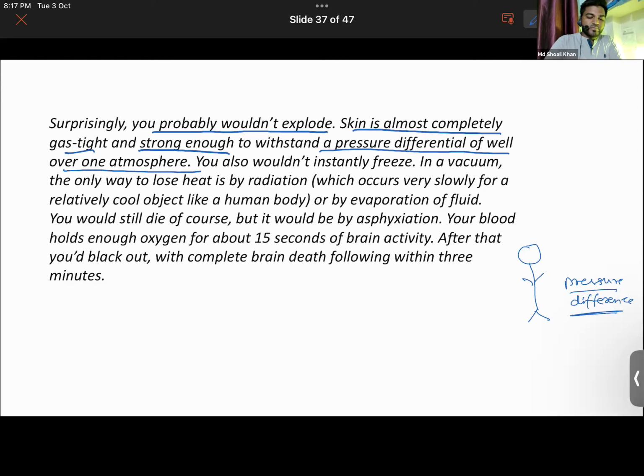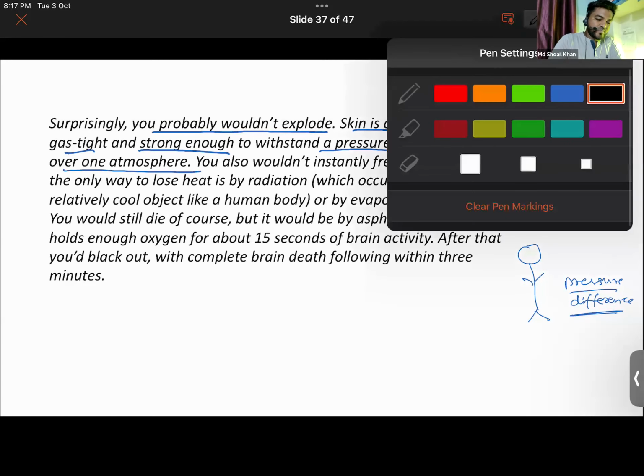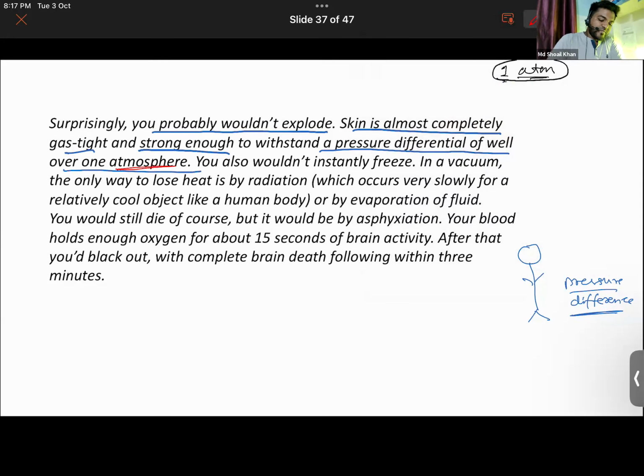Okay. So there will be a pressure difference. Pressure is calculated in terms of atmosphere. 1 atmosphere, the unit to measure atmospheric pressure, is simply atmosphere. So even if there is a difference of 1 atm pressure, the body is able to withstand that pressure. Our body is strong enough to withstand that much pressure.